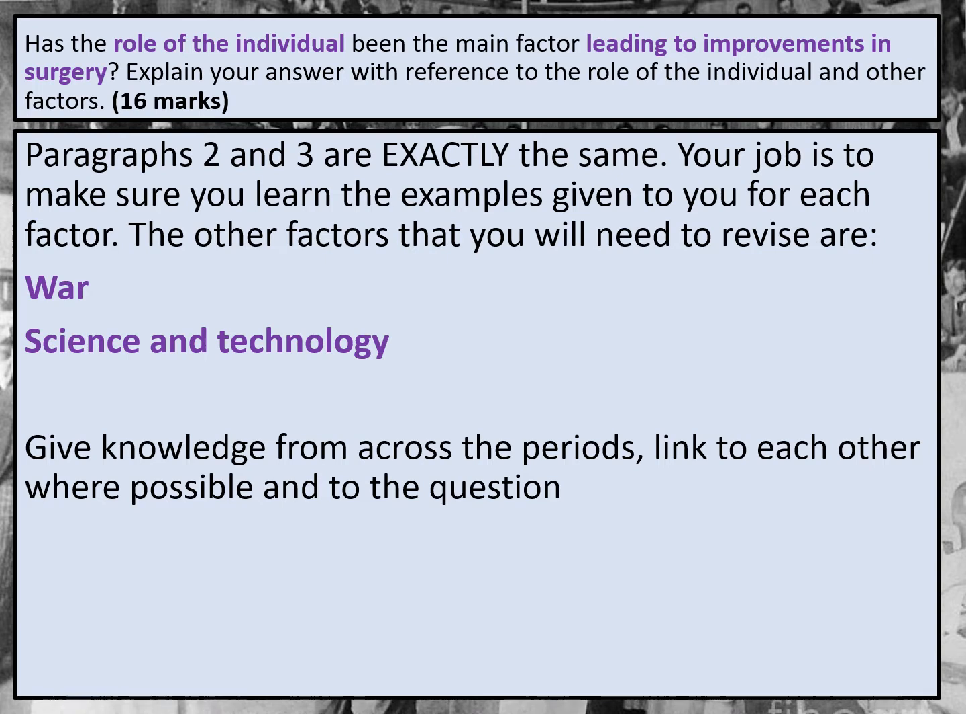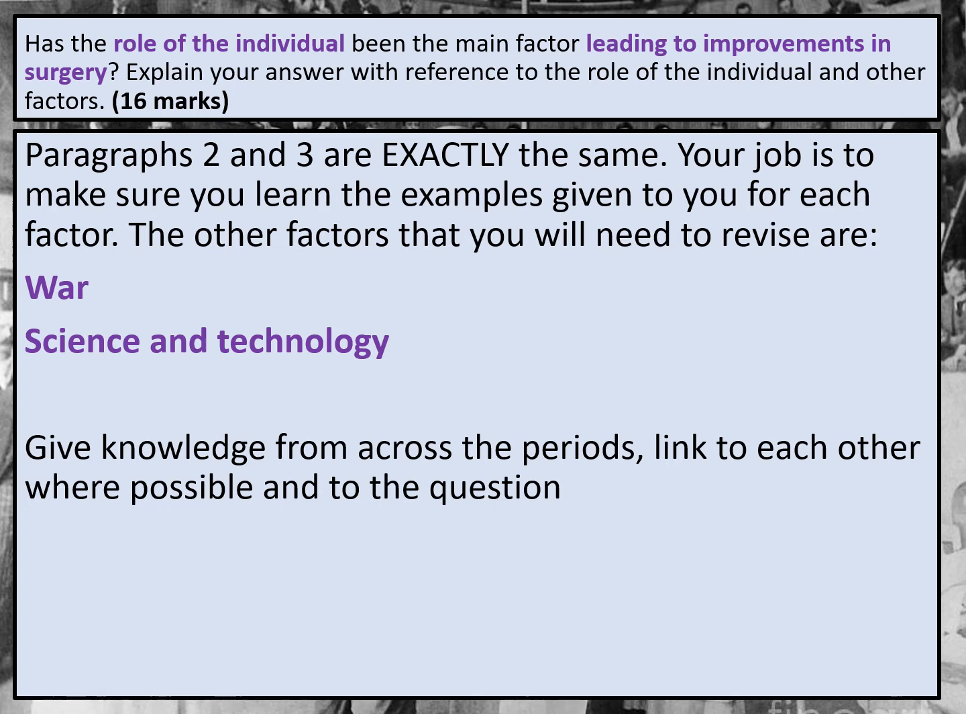Now, I'm not going to give you a model for paragraphs 2 and 3. They are exactly the same. You have all the examples, you have all of that stuff on your sheets, all about war and all about science and technology. It is your job now to learn those. Give knowledge from across the periods, linked to each other where possible and to the question. If you know a number of examples about individuals, war and science and technology, this question will be a breeze.